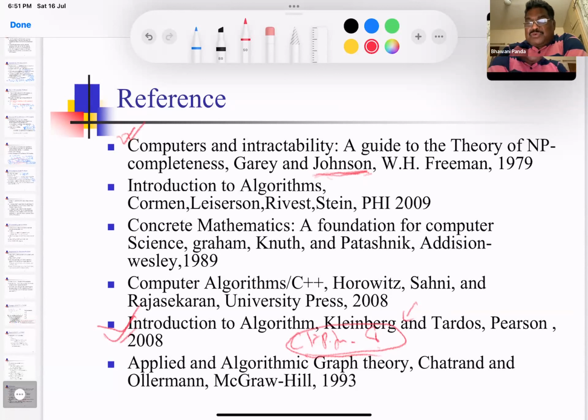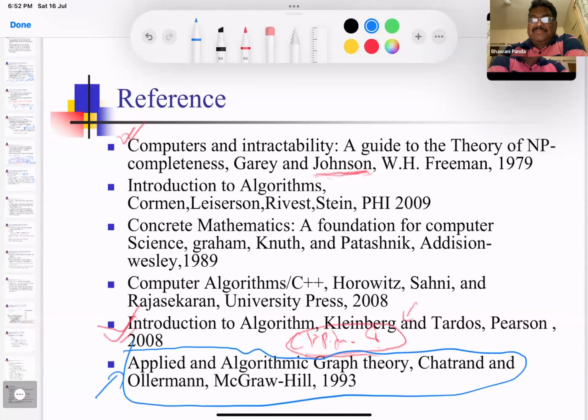And this is one book, unfortunately I don't know how many people will have access to it. This is the book that one should read if you want to do graph algorithm research: Applied and Algorithmic Graph Theory by Chartrand and Oellermann. This is an out of print book, and you will not find it on the net even. Only a few places in India have this book. This is a good book to start with. If you start with this book, after that one can read other books.